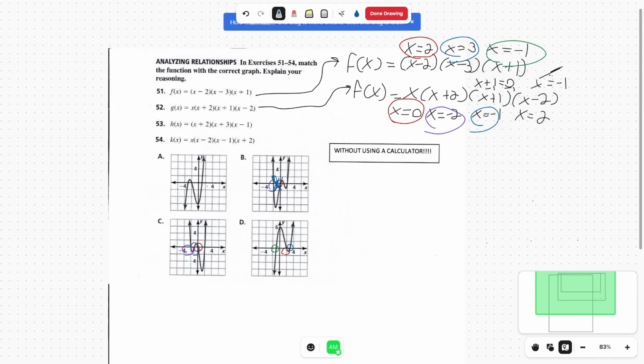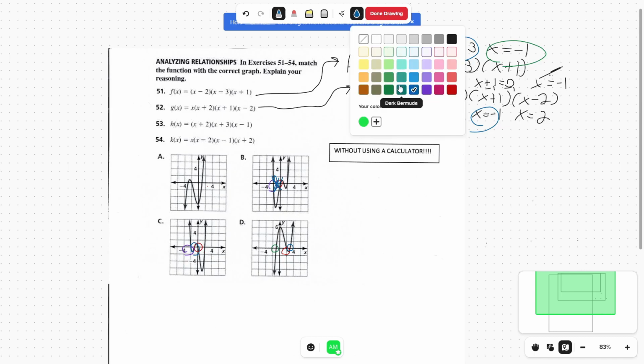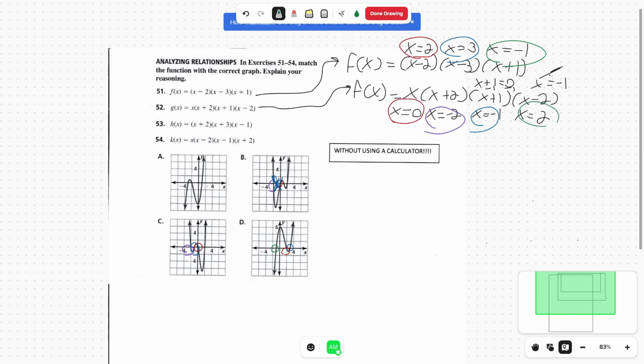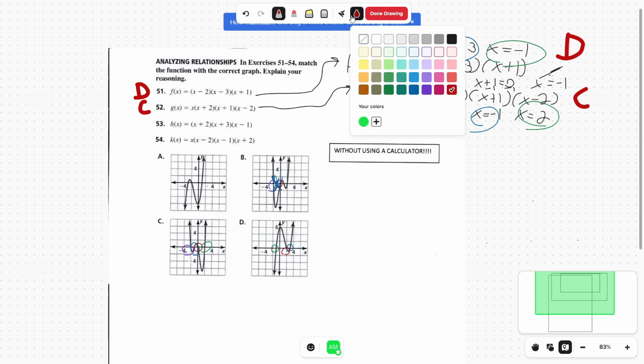However, C does have that, and so we already know which one it is, but once again, we'll go to the end. X equals 2. Look at that. C has it. We'll write it over here. D. C. Okay. This is getting kind of messy now.